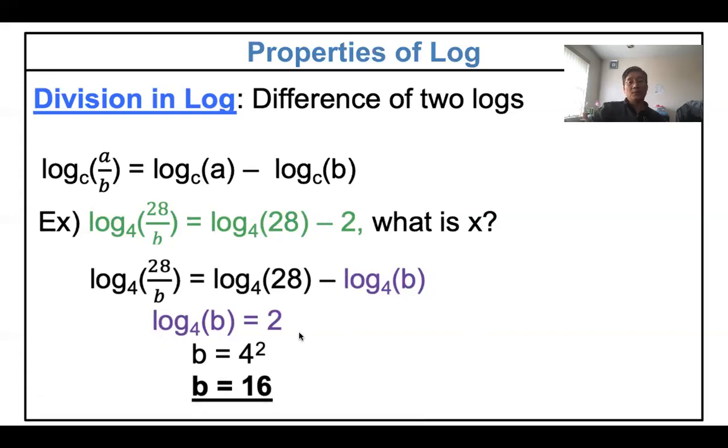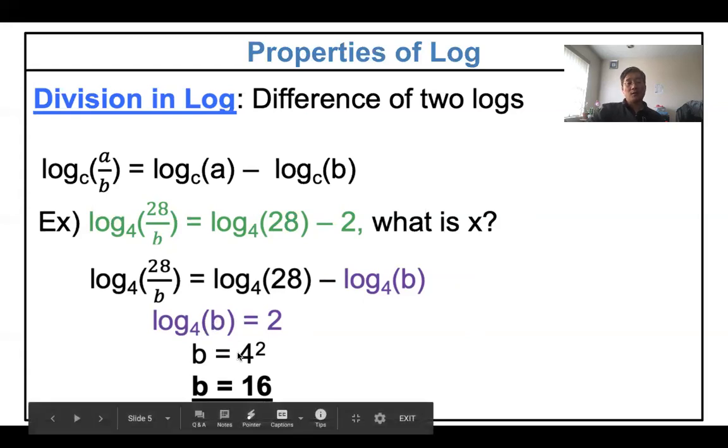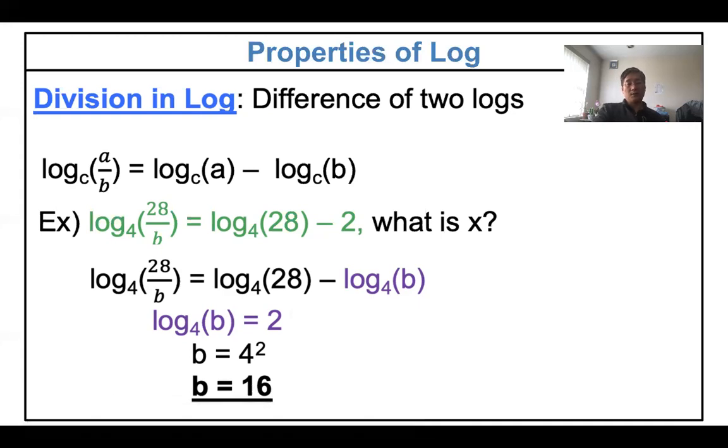Then what happened? From the log, to solve for b, you need to change it to the exponential function. So b is equal to the base, which is the same, raised to the power: 4 squared, which is 16. So b is 16. That's the property, easy property, right? You do not have many properties for log, only 3 properties.